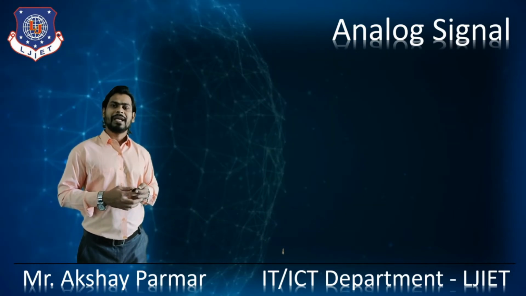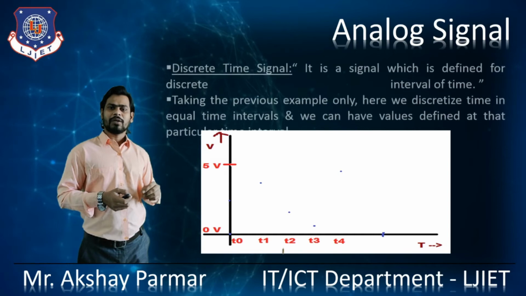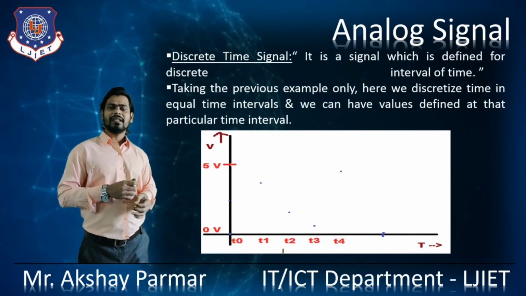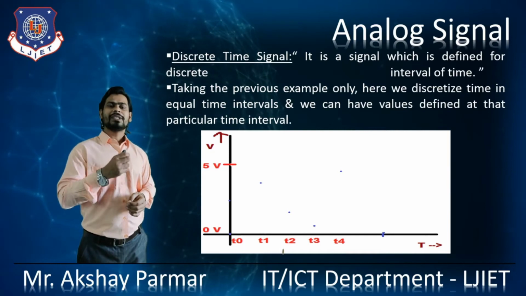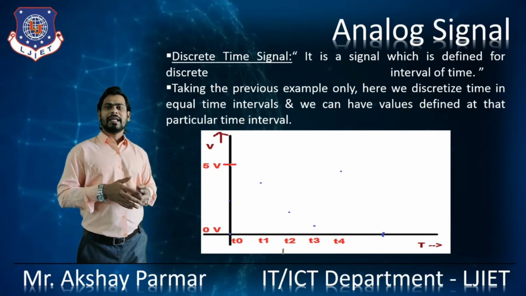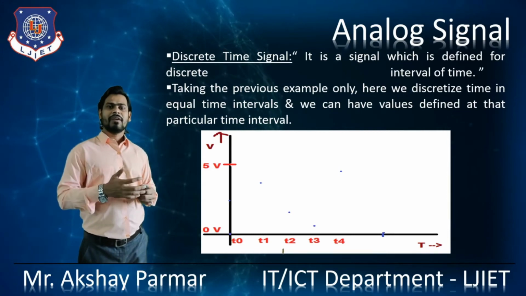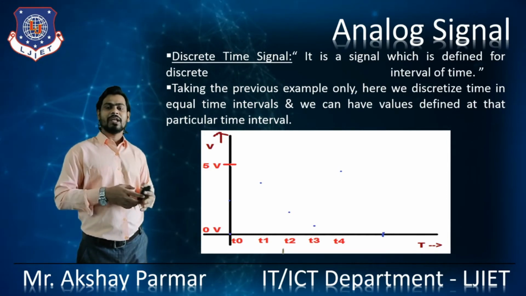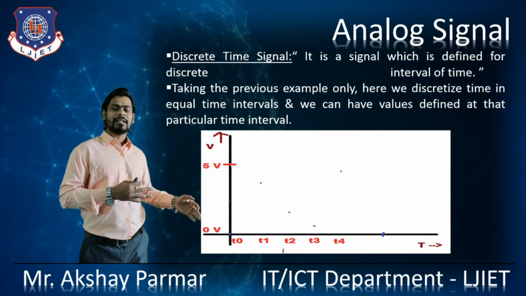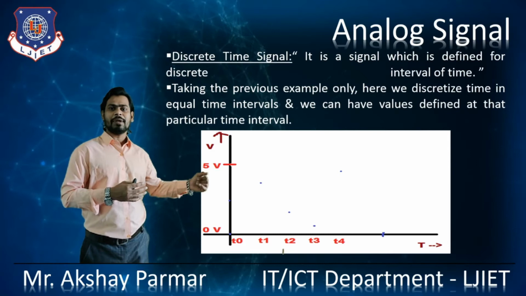What if you are measuring that at particular certain time intervals, right? Then it is called a discrete time signal. It is a signal which is defined for discrete intervals of time. Taking the previous example only, here we discretize the time into equal time intervals and we have the value defined at each particular time interval.